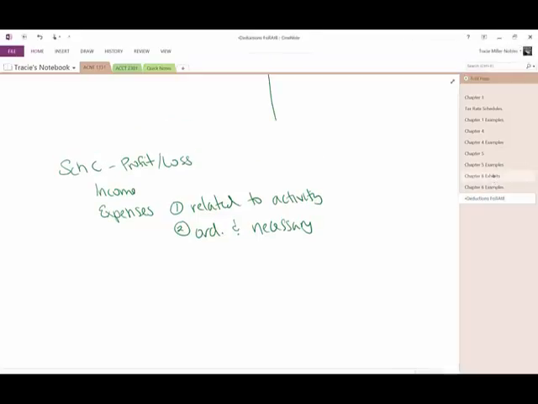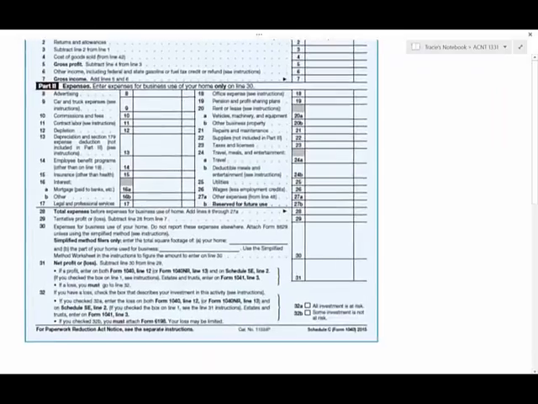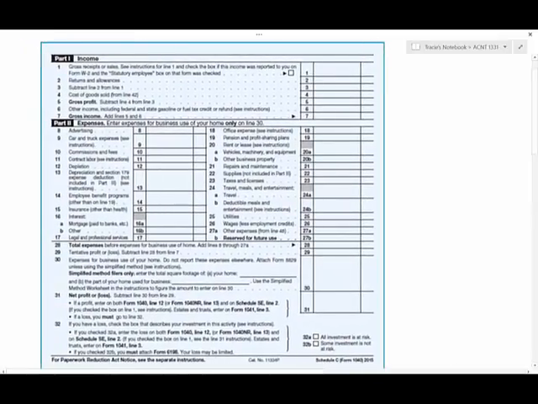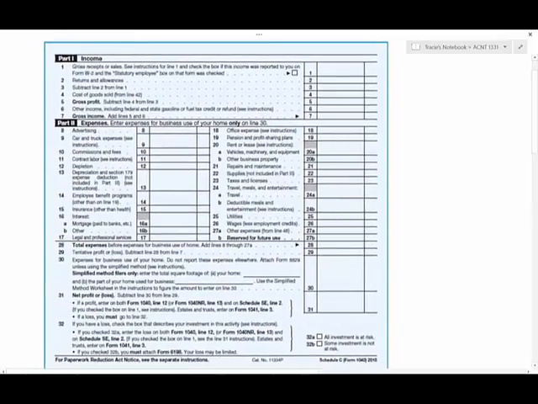I have that exhibit pulled up. So this is the Schedule C. This is posted in your book for you. And you can see that the first part of the Schedule C that we list is the income section. And then the second part of Schedule C is where we list out all of our expenses.